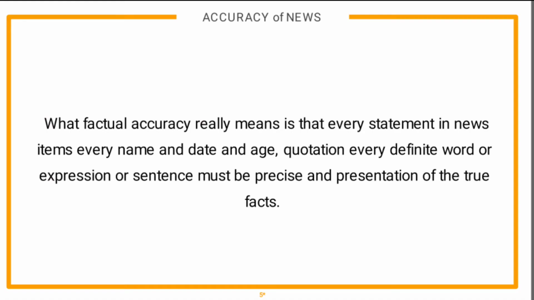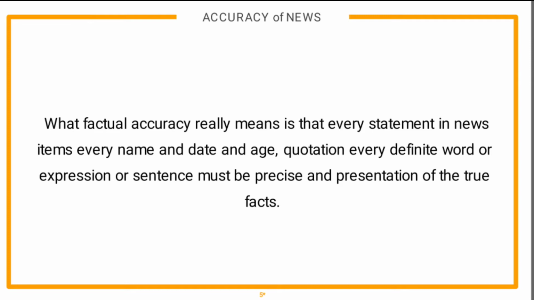So first is accuracy. What factual accuracy really means is that every statement in news items, every name, date, age, quotation, every definite word or expression or sentence must be precise and a presentation of the true facts. So when we say accuracy, we're talking about the factual side of news. Why is it important to be accurate in news? Because all facts given in a news item should be accepted by readers without questions.